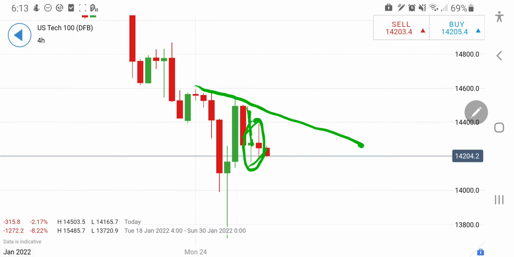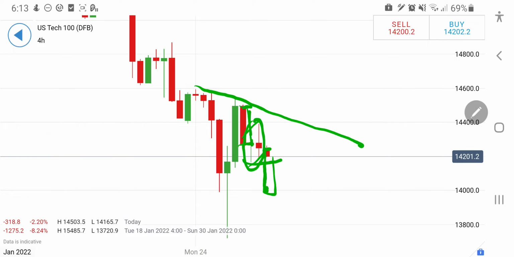Now if it breaks this zone at almost 14150, probably we might see a strong red candle, and this red candle is going to be absolutely of this size where we have seen almost 200 points. So here also you can get probably 200 points from these levels, so around 14300 to 14000 levels.